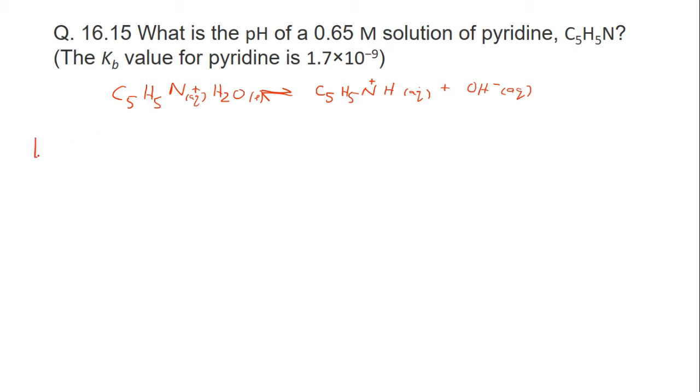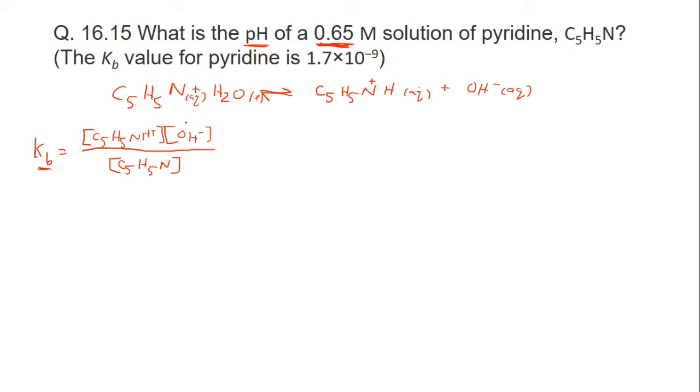So how we would write that Kb: it's products over reactants. It would be the concentration of pyridinium times the concentration of hydroxide, all over our initial concentration of pyridine. And because this is a weak base, our Kb is very small. Because it's a weak base, we can basically assume that our initial concentration of pyridine, 0.65 molar, is also equal to our equilibrium concentration. So we're looking for pH, right?